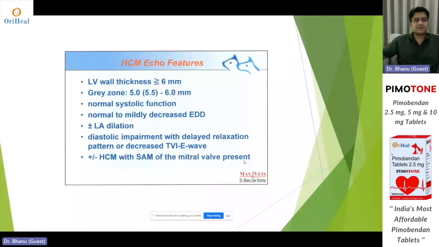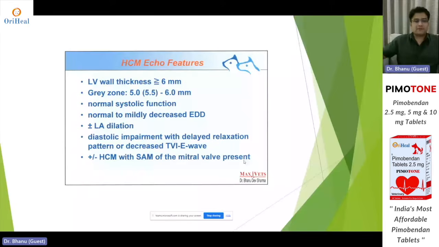As the disease progresses, left atrial dilatation will keep on increasing, and in a lot of these cases left atrial dilatation is also a characteristic feature, specifically as we move to the advanced stage of the disease. HCM is a diastolic impairment with a delayed relaxation pattern and decreased tissue velocity imaging of the E wave. When we talk about echocardiography, there is a measurement of the E wave on the TVI, the tissue velocity imaging. That E wave measurement tells you about the diastolic dysfunction and the delayed relaxation.